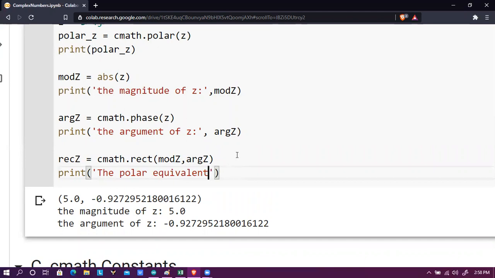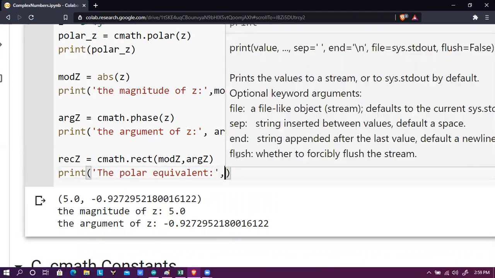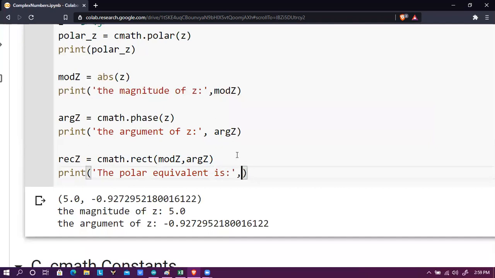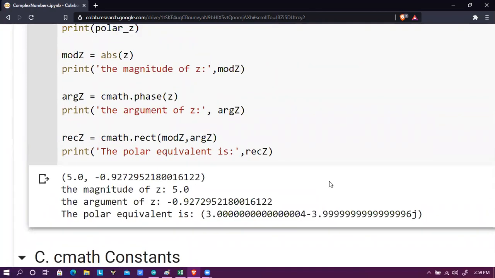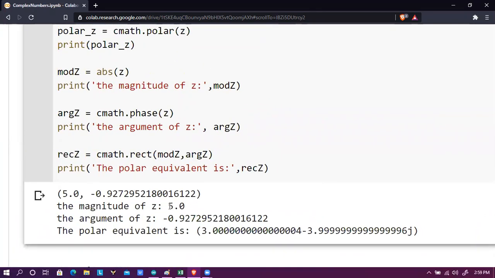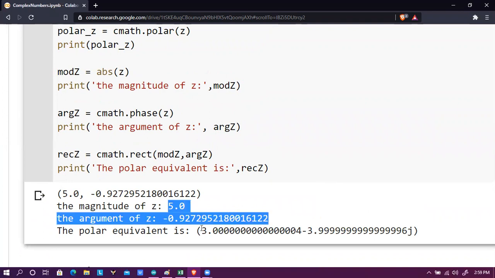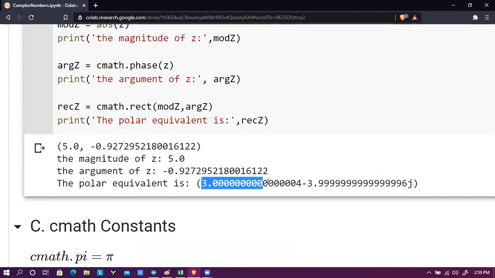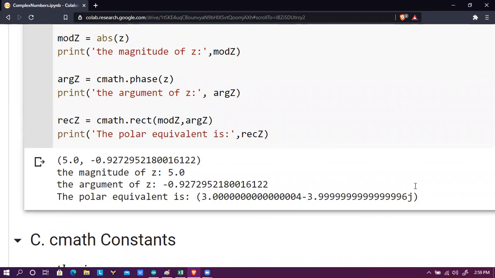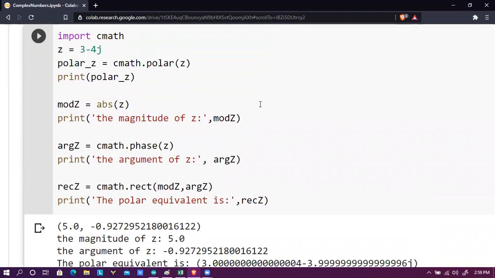of, okay, is, okay, let's call this one is, and then put the variable here, rect of z. That's right. It will convert, okay, the original polar form to its equivalent rectangular form. Now you can see here, okay, this is 3, okay, minus 3.999j. This is actually approximates now your complex number z.